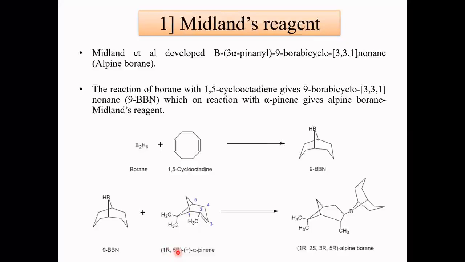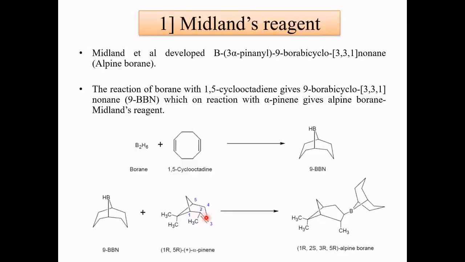So they have a certain configuration. If I had used SS, I would get a different stereochemistry. What have I used right now? RR. The configuration at the 1st and 5th carbon is RR. That is going to decide the stereochemistry of this catalyst and how it is going to react. That is completely decided by this alpha pinene. Now in alpha pinene you see there is a double bond here, and the borane will reduce this double bond.